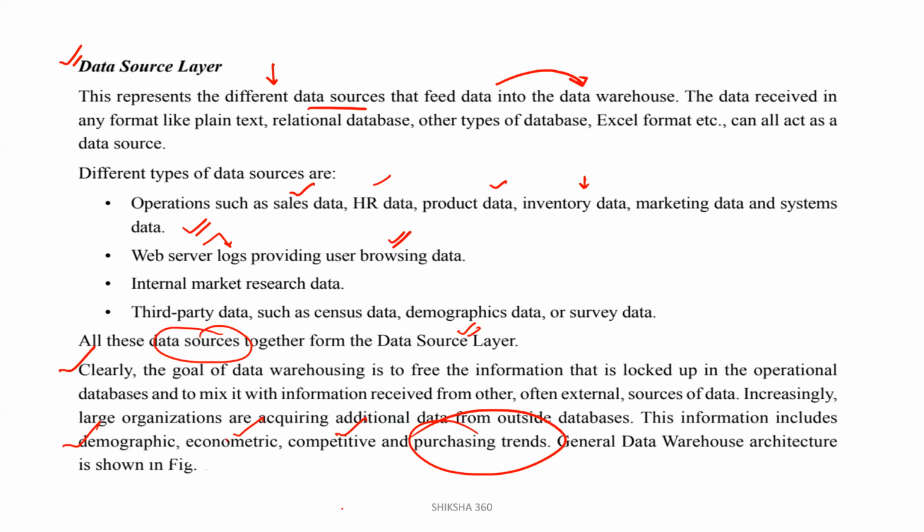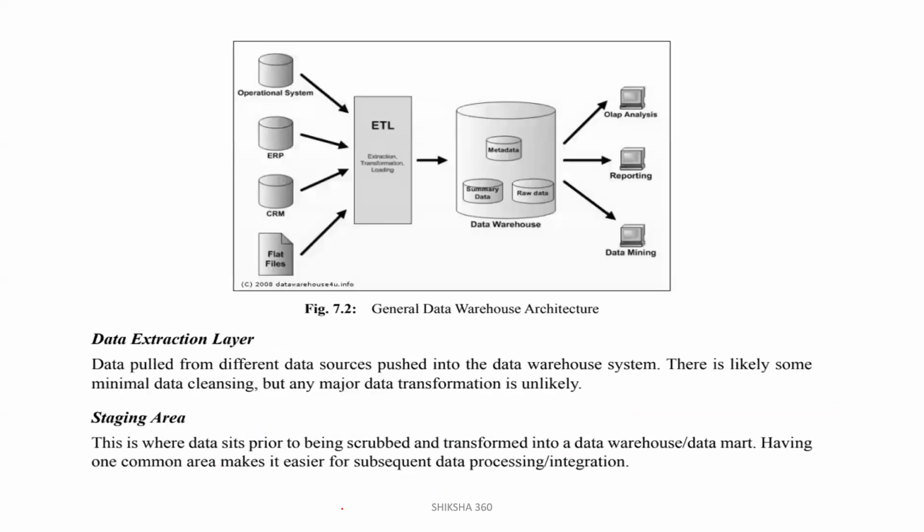So how this is to be represented, now let's discuss. Regarding the data source layer, this is the first point under the layer. In this way, the general database architecture: operational systems, ERP, CRM, and other platforms all come under the extract, transform, load layer. Then there is metadata, summary data, raw data. Then OLAP analysis, reporting, and data mining.